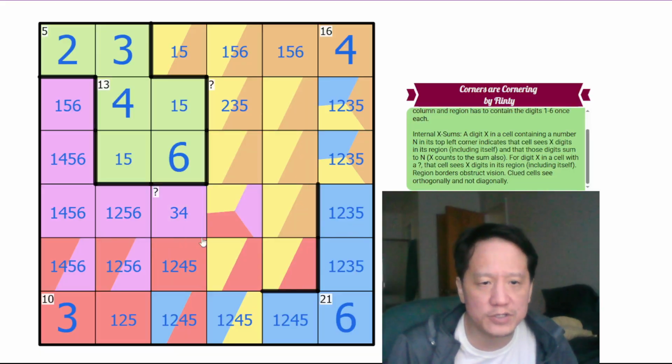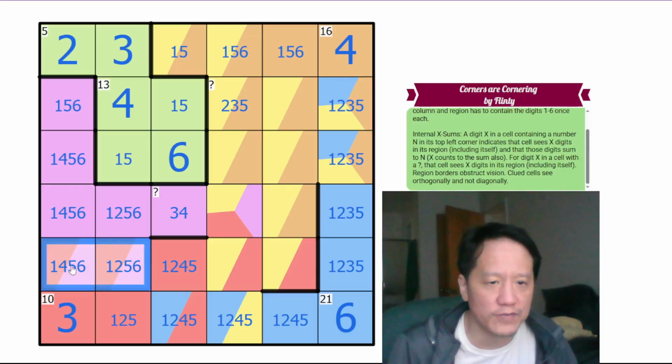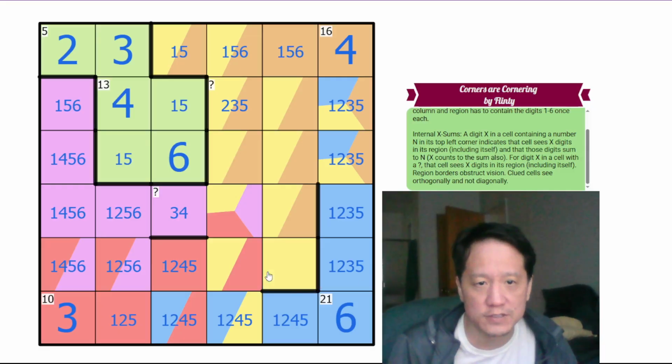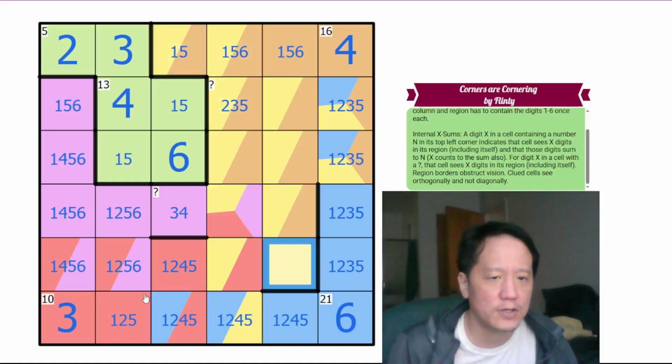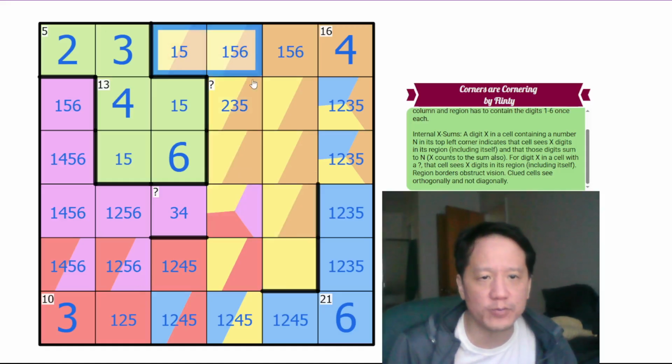We know this is a boundary. We know at least one of these has to be red. So this cannot be red. Therefore, this is yellow here. So can this ever be yellow here? 1, 2, 3, 4, 5, 6, 7. No. So therefore, this can never be yellow, so it must be orange, which makes this orange. And these are 4 oranges, so these can't be orange.